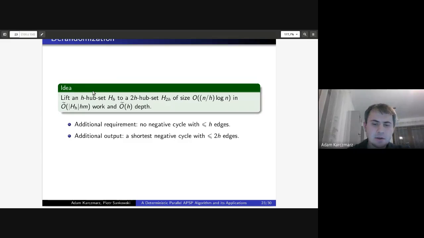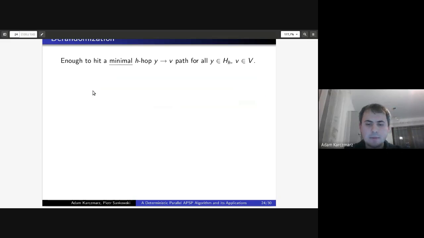Okay, so given that, we proceed in the opposite direction compared to the APSP algorithm. Namely, we start with H1 equal to the whole vertex set. So it's trivial to compute that, and apply the above lifting idea for all the subsequent powers of 2. Now let me explain how this lifting is performed.